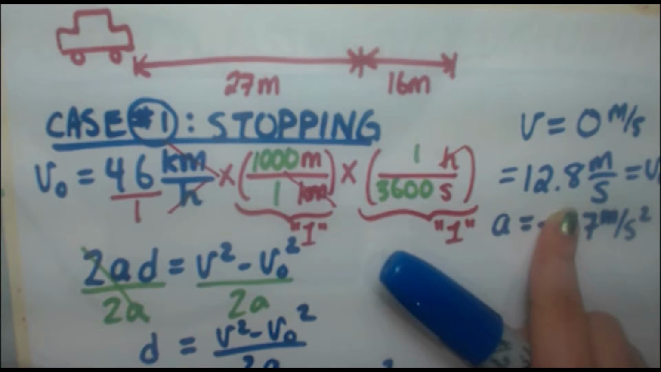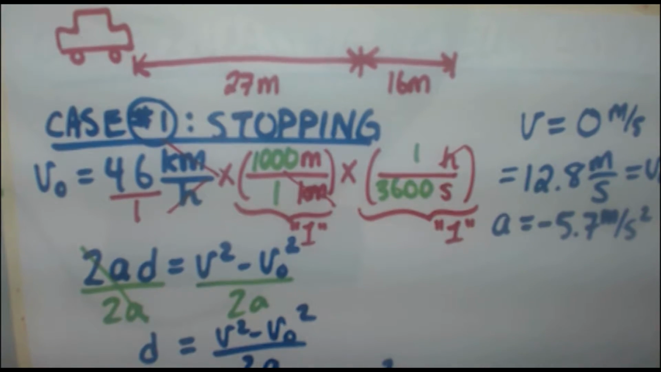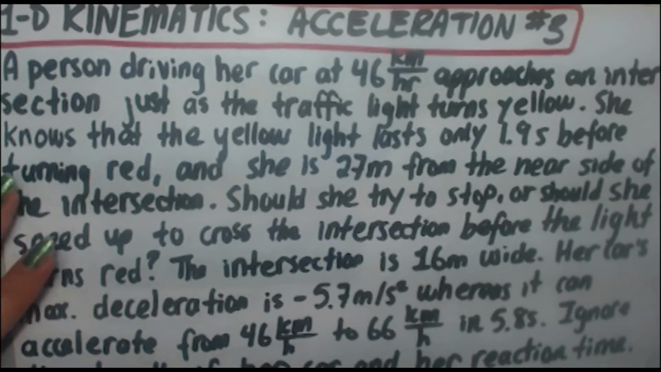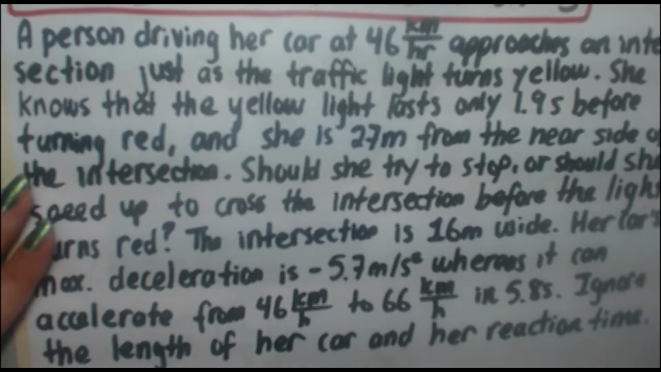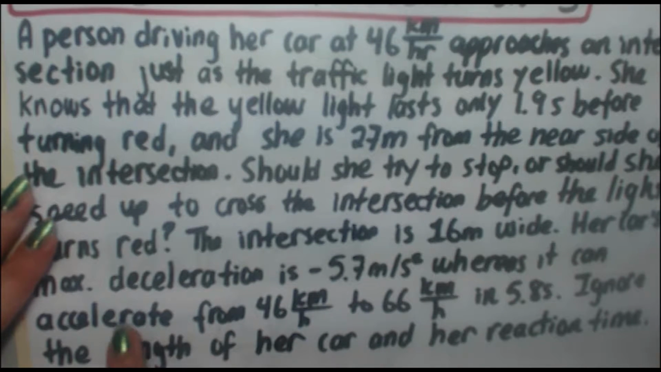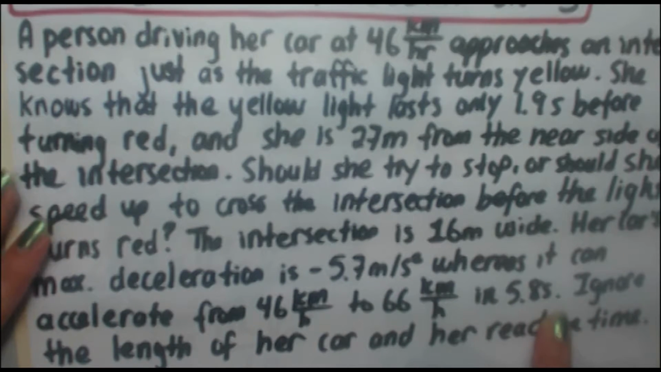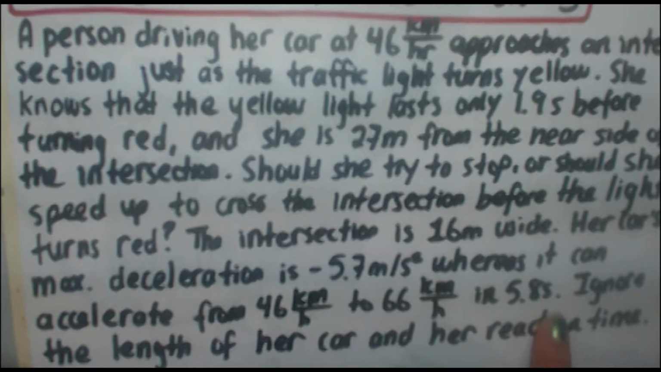car. Okay, so if you remember in the problem, it tells you, okay, where is it? Here we go. She can accelerate from 46 kilometers an hour to 66 kilometers an hour in 5.8 seconds. This is not telling you the acceleration directly, but it's giving you every single piece of information in order for you to determine it. Okay?